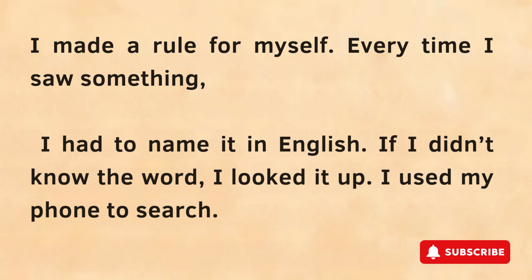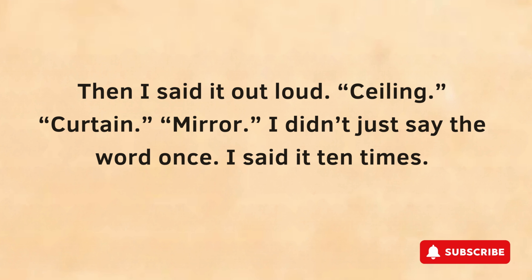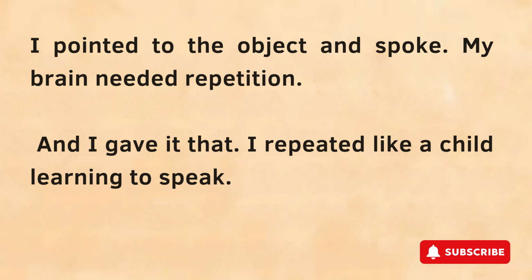I made a rule for myself. Every time I saw something, I had to name it in English. If I didn't know the word, I looked it up. I used my phone to search. Then I said it out loud. Ceiling. Curtain. Mirror. I didn't just say the word once. I said it 10 times. I pointed to the object and spoke. My brain needed repetition, and I gave it that. I repeated like a child learning to speak.